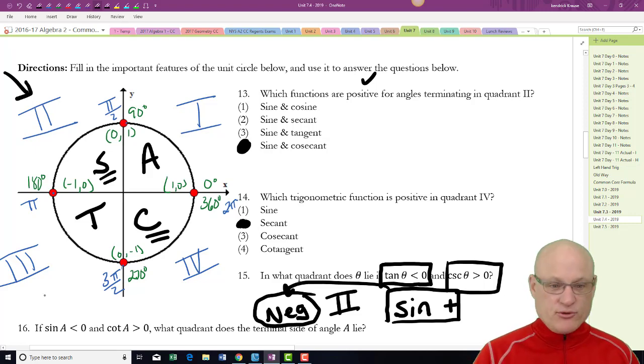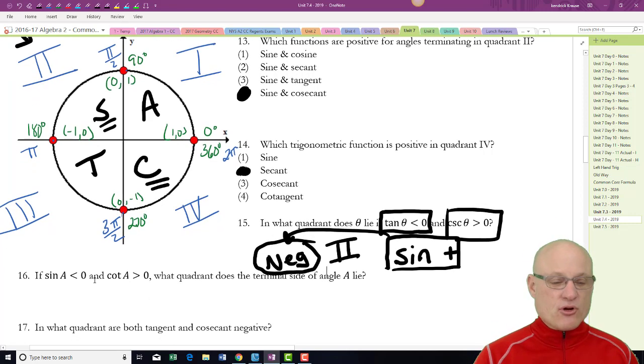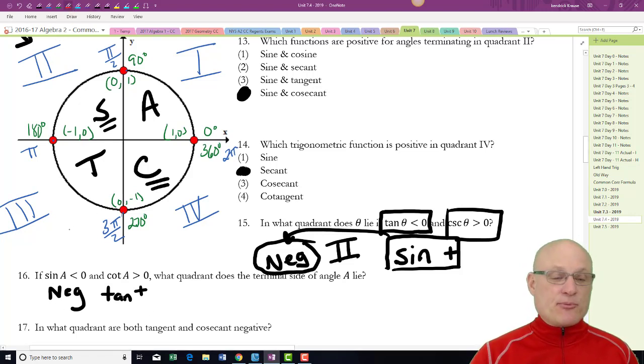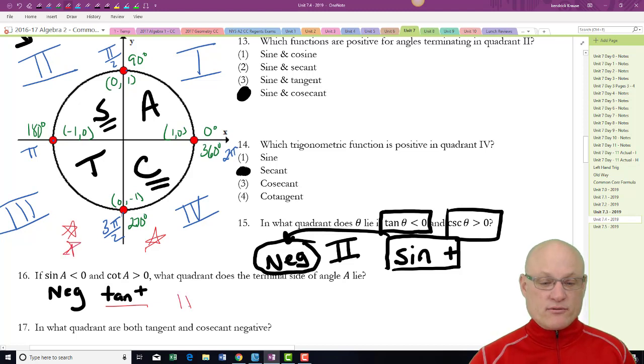So the next one says, if sine, I'm down here at 16. I kind of want to try to use this drawing still. If sine is negative, remember that's what less than 0 means, and cotangent, I don't care about cotangent, I care about tangent. Tangent is positive. Which quadrant are we in? So sine is negative. If sine is negative, that puts us down here in these two quadrants right here. And now I want tangent positive, and this is where tangent is positive. So the big winner is quadrant 3.